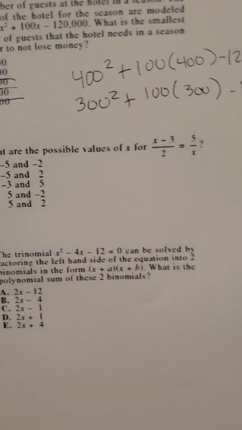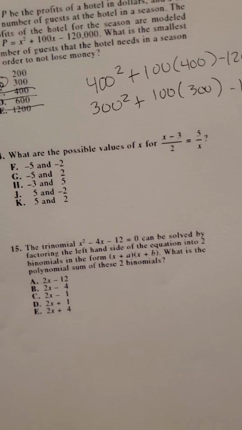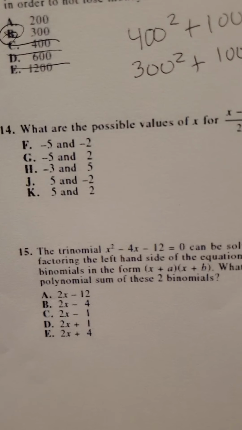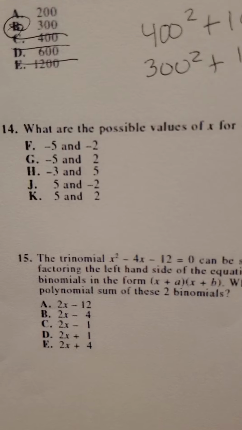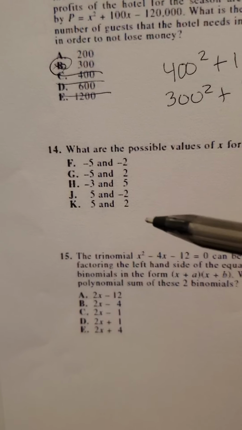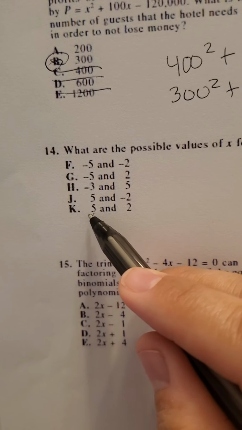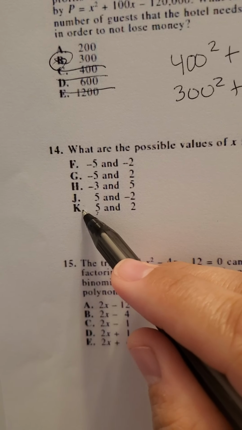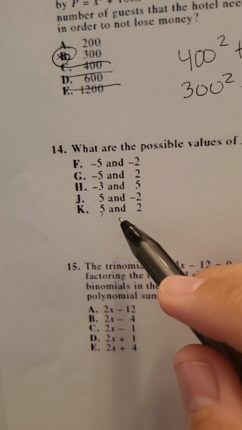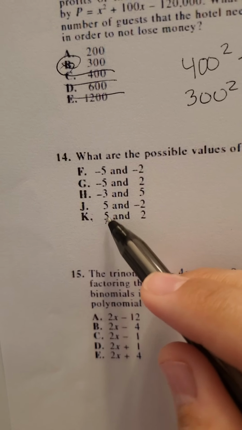14, what are the possible values of x for x minus 3 over 2 equals 5 over x? Now, here's what I would do. I would cross multiply and solve. If you prefer to plug in, that's fine. Just make sure when you're plugging in, for example, on this one, you got 2 different answers. So for me, I would probably plug in 5. And if 5 does not work, then I know it can't be H, J, or K. Do you see what I'm saying? You want to pick something that there's more of than just one, okay? So like -3, you would know -3 wouldn't work if 5 didn't work, right?